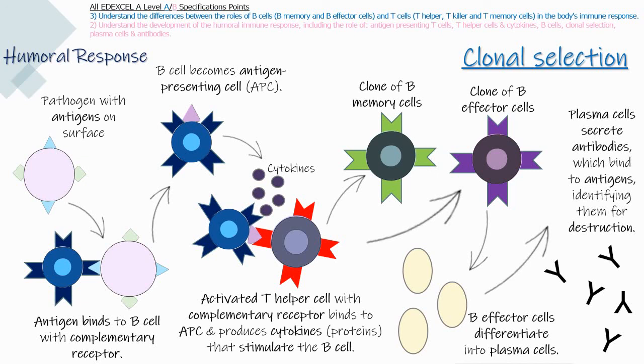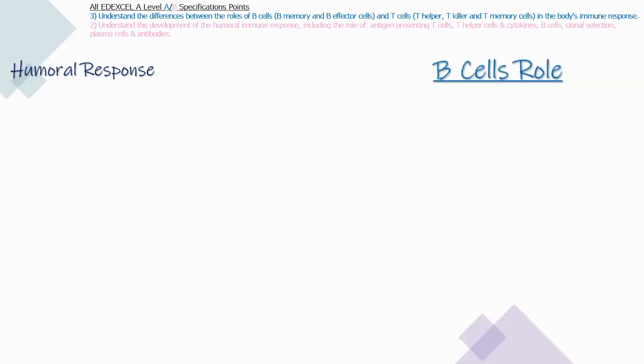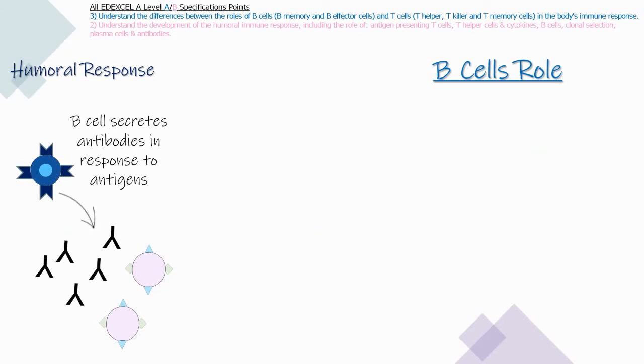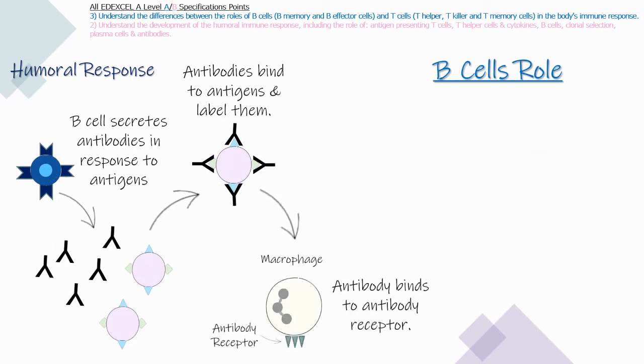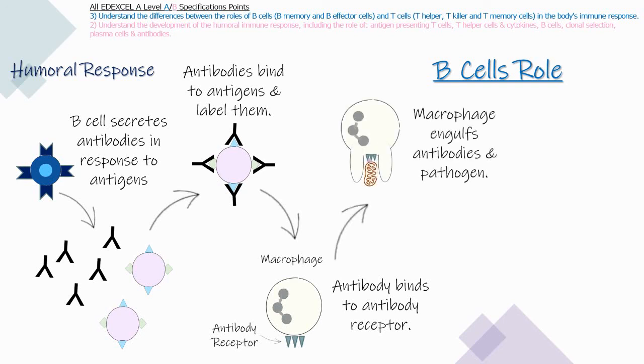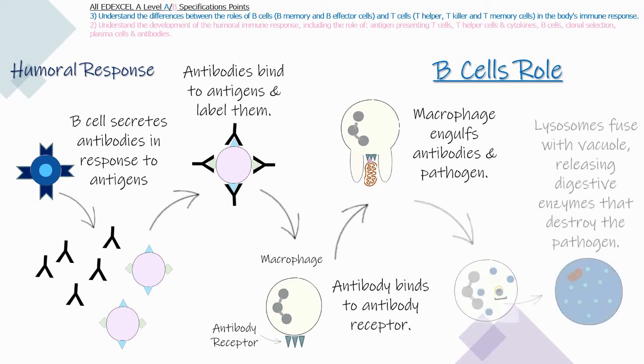So B cells' roles. Once they secrete antibodies in response to antigens, these antibodies bind to antigens and label them. Once they are labelled, the antibody binds to an antibody receptor. This is usually on a macrophage. So the macrophage engulfs the antibodies and the pathogen, and then lysosomes fuse with the vacuole, which releases digestive enzymes that destroy the pathogen. So now we have the cell-mediated specific immune response.